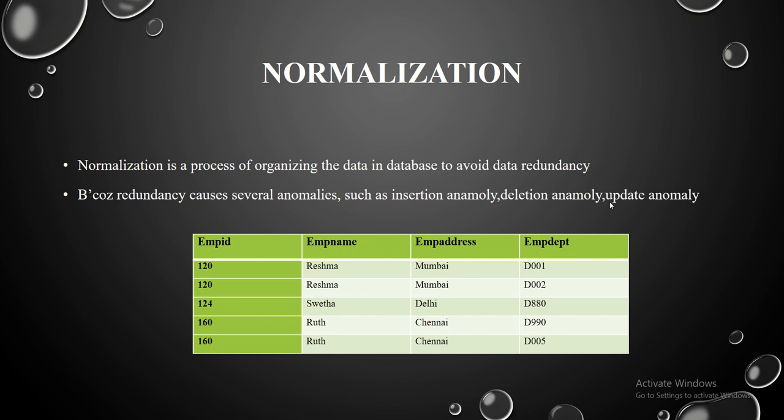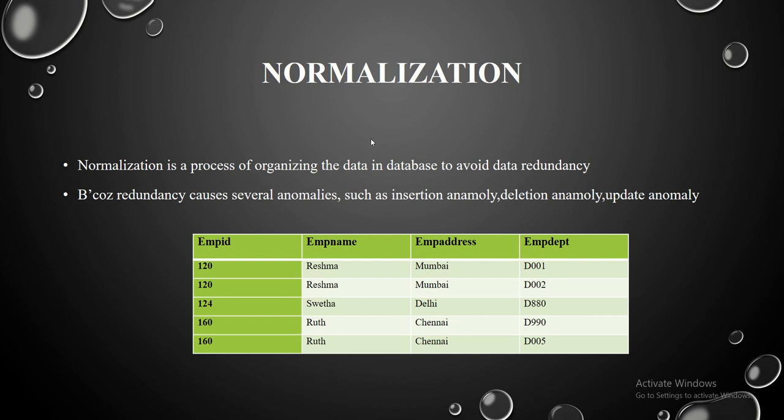If you want to update one thing, it should be updated in all other places also, wherever the data is available in the database, it should be updated, right? So this is called update anomalies. So several anomalies such as insertion anomalies, deletion anomalies, and updation anomalies. So to avoid all these kinds of anomalies, it's important for us to normalize the table.